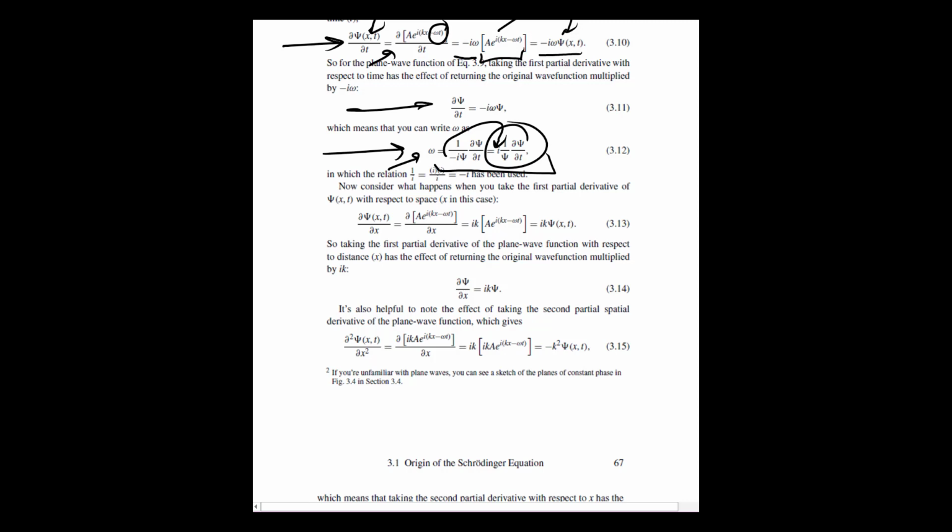But the Schrödinger equation also has space derivatives. So let's take the first partial derivative with respect to x. This is a term that involves x. That's going to pull an ik out front, leaving the rest unchanged. That's ik psi. Now you're probably thinking we're going to solve for k, but not yet.